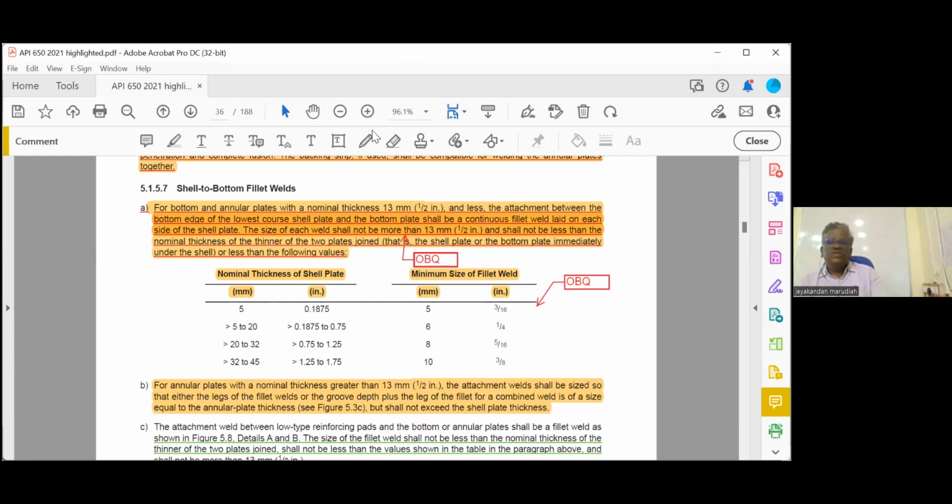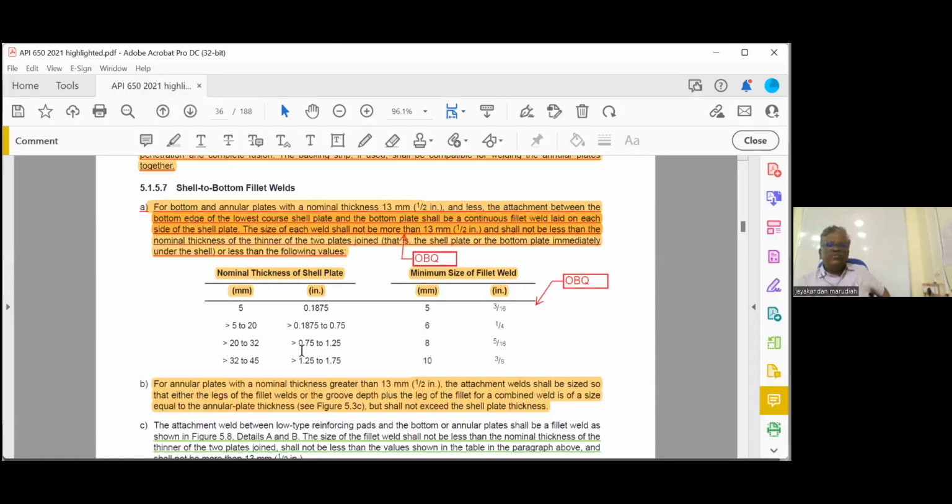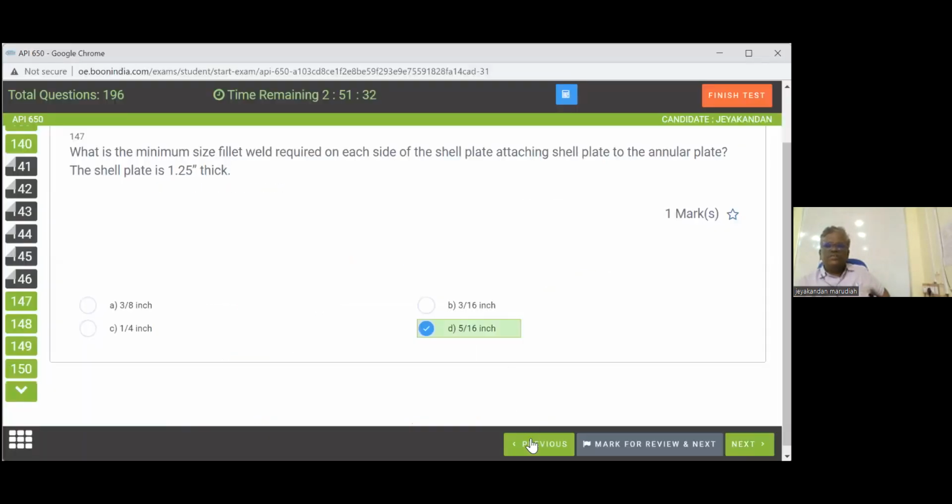Okay, next question. Yes, please read. Size. For shell plate of 1.25, you have to refer to this table, the next one. For 1.25, what is the minimum size? So 1.25 will come to 5/16 inch. That is the minimum size. So 5/16 inch. Okay, previous was half an inch. Okay, next.